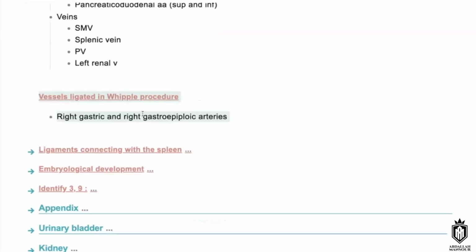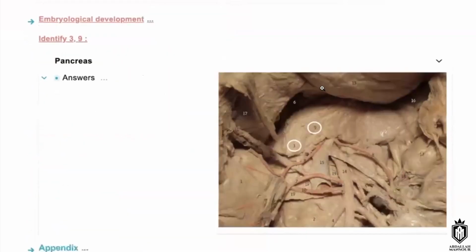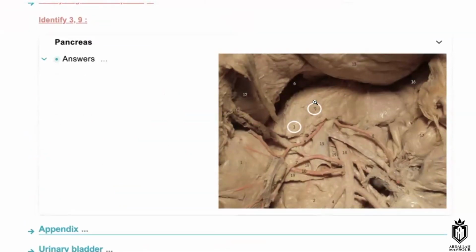Okay. In terms of the ligaments connecting with the spleen, you have the splenorenal ligament and the gastrosplenic ligament. In this one, I'd like you to identify number 3 and number 9. Number 3 is the head of the pancreas. Number 9 is the body of the pancreas, or maybe the neck. You can say it's the body, but I think it's mainly the neck of the pancreas. What is number 14 then?